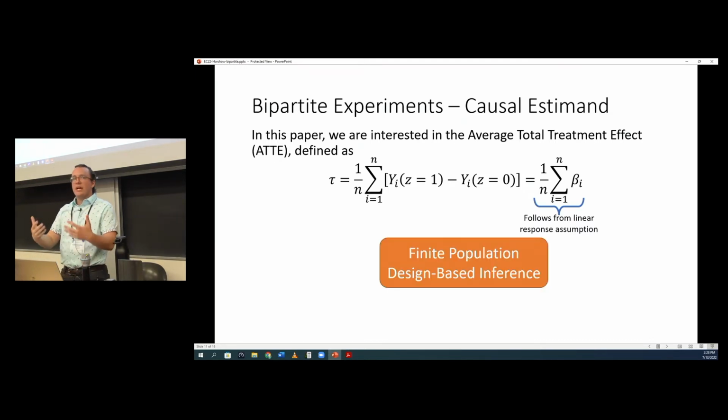And at this point, I would like to emphasize again that we're working in a finite population design-based inference framework. And what that means is there's no data generating process that I've assumed about these units or the outcomes that they have. These are all deterministic things. And the only randomness and the basis of all of my inference is the randomization of treatment assignment. So I just want to emphasize that.